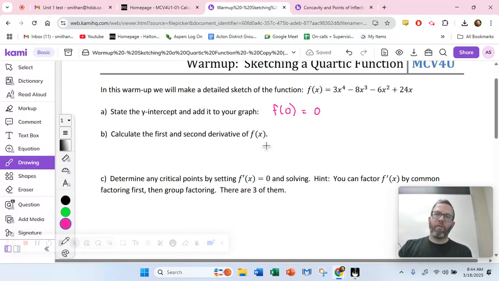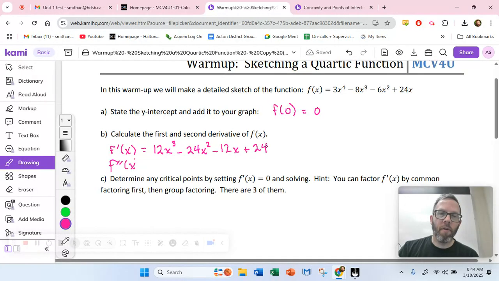So when you guys are sketching curves now, it should just be automatic. Find the first derivative, find the second derivative, and might as well do those back to back when they're polynomial functions. So what do we got? We got 12x cubed minus 24x squared minus 12x plus 24. And the second derivative, 36x squared minus 48x minus 12. I don't think we need to spend too much time on those derivatives anymore.